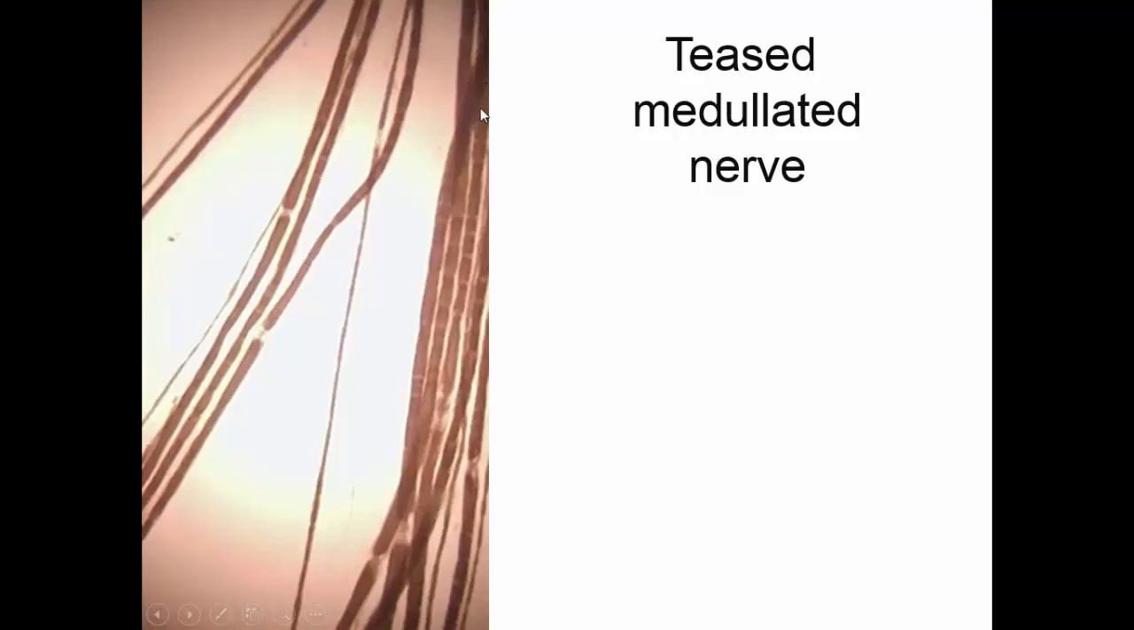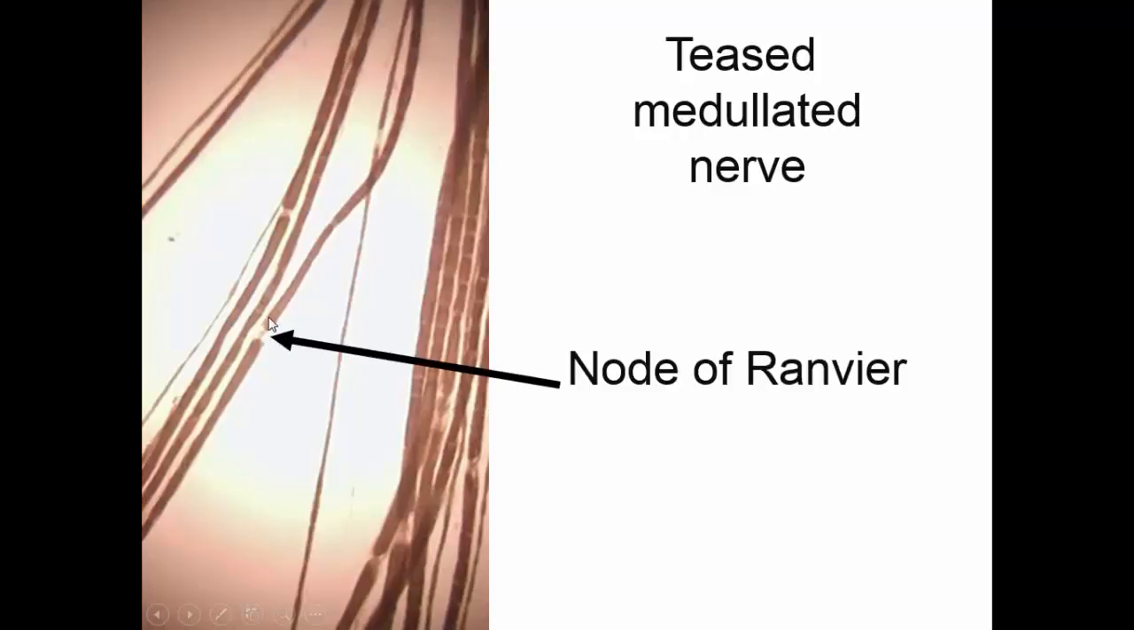If we take medullated nerves and tease them apart, you can see the nodes of Ranvier. The Schwann cells that make up the medullary covering wrap around the axons, but they don't touch each other. So there are little areas where there are bare axons, and these are the nodes of Ranvier.